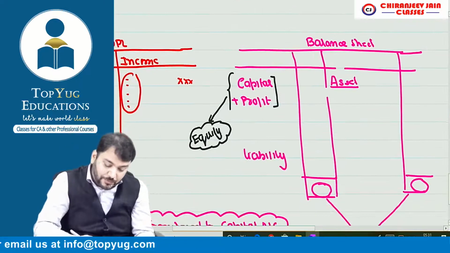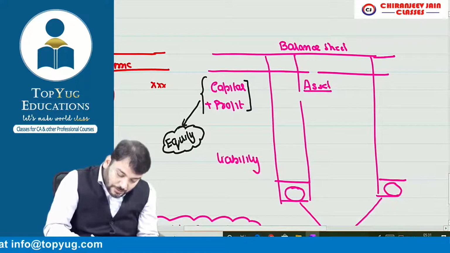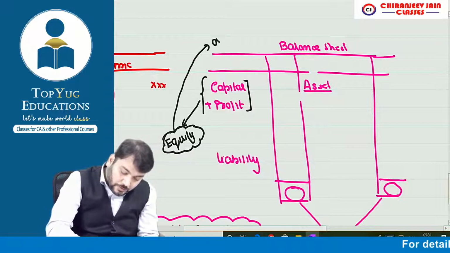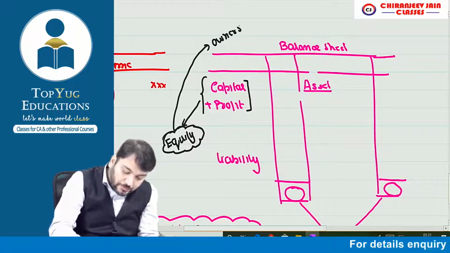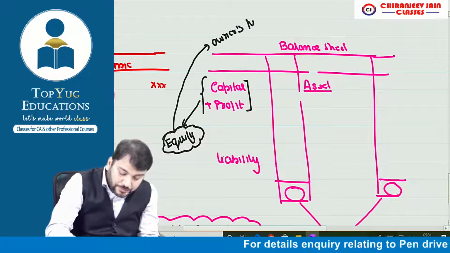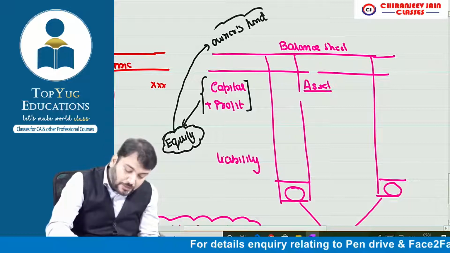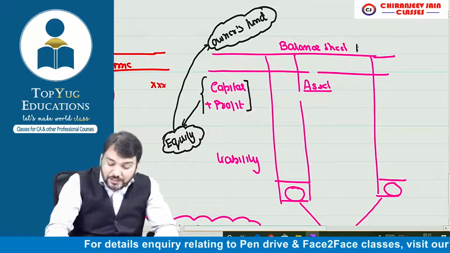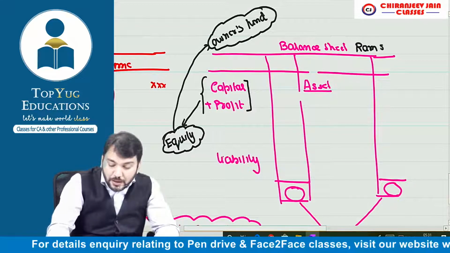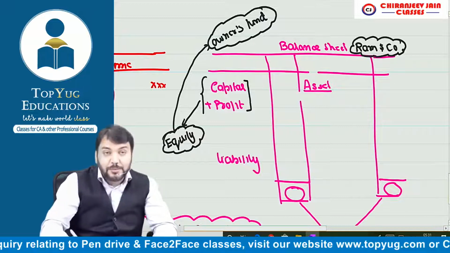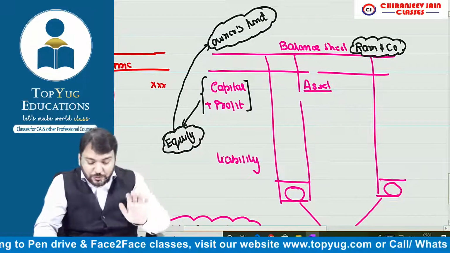Equity means what? Honor funds. Honor's fund. So equity means owner's fund. So in our business, this is the balance sheet of Ram and Company. So equity belongs to Ram. Equity belongs to Ram. Understood this point?